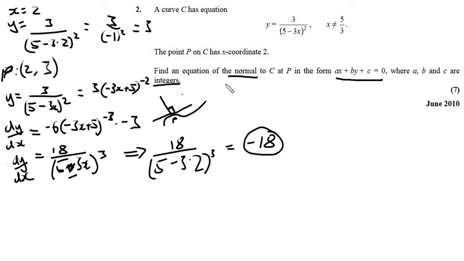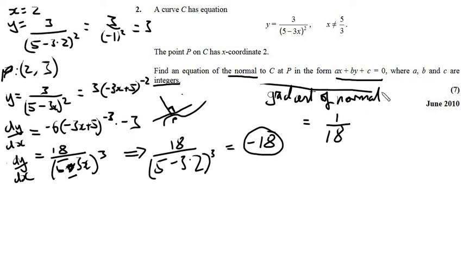of the tangent, but we need to find the gradient of the normal, and as I said before, the gradient of the normal is the negative reciprocal of the gradient of the tangent. So the gradient of the normal is equal to the reciprocal, which is 1 over negative 18, times negative 1, so it's just 1 over 18. There we go.